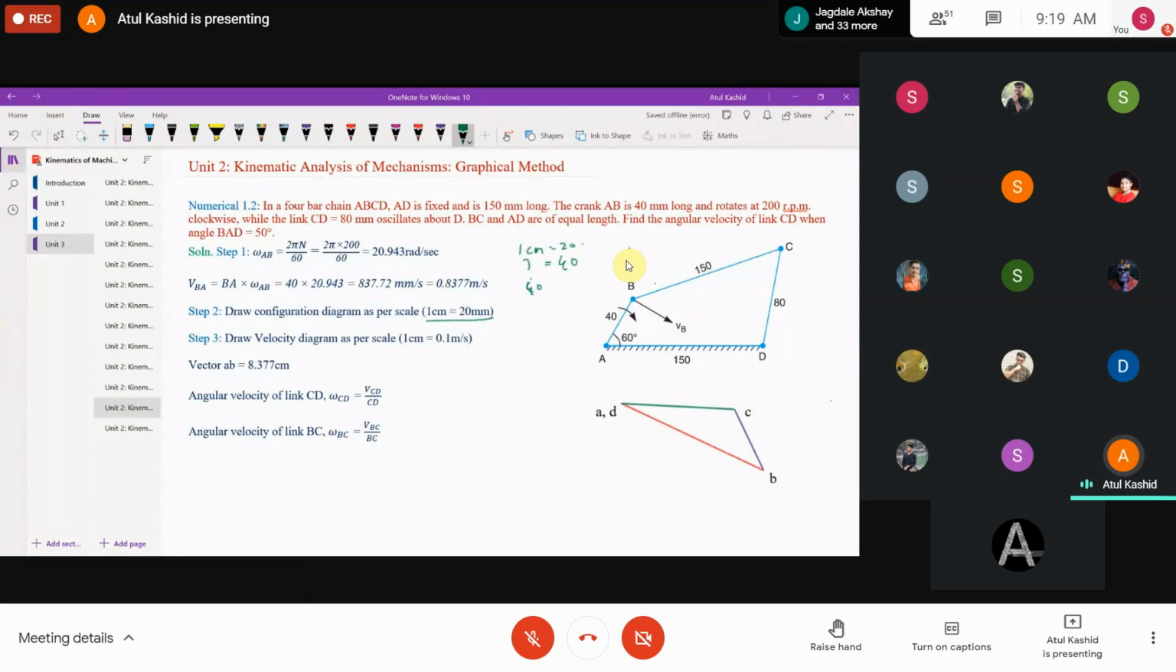So it will be equal to 40 by 20, right? So this will be 2 centimeter. Then 150 by 20, then 80 by 20, and 150 by 20. So in this way, you can make use of the scale and draw the configuration diagram as per the dimensions and the scale, right? So this is step number 2, right?